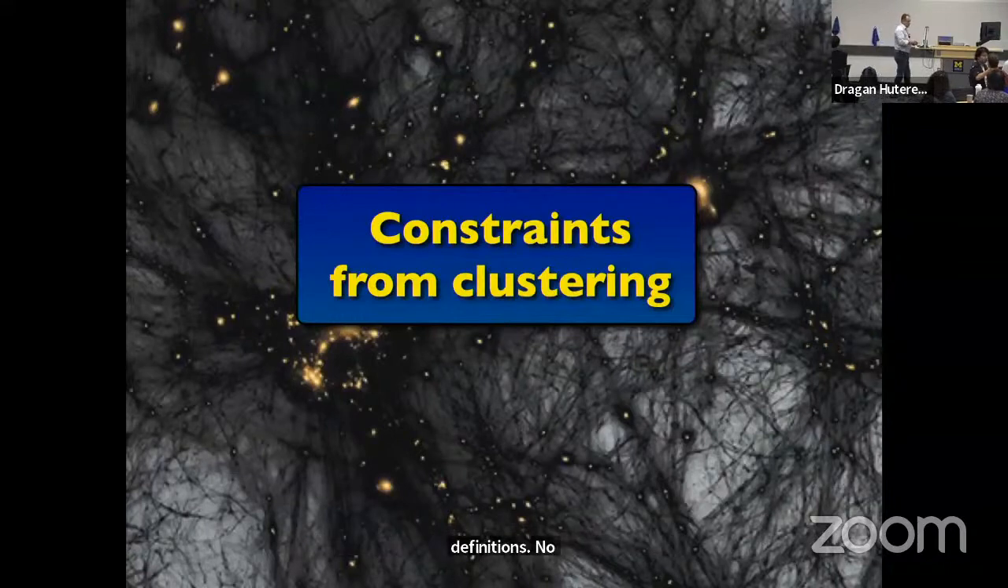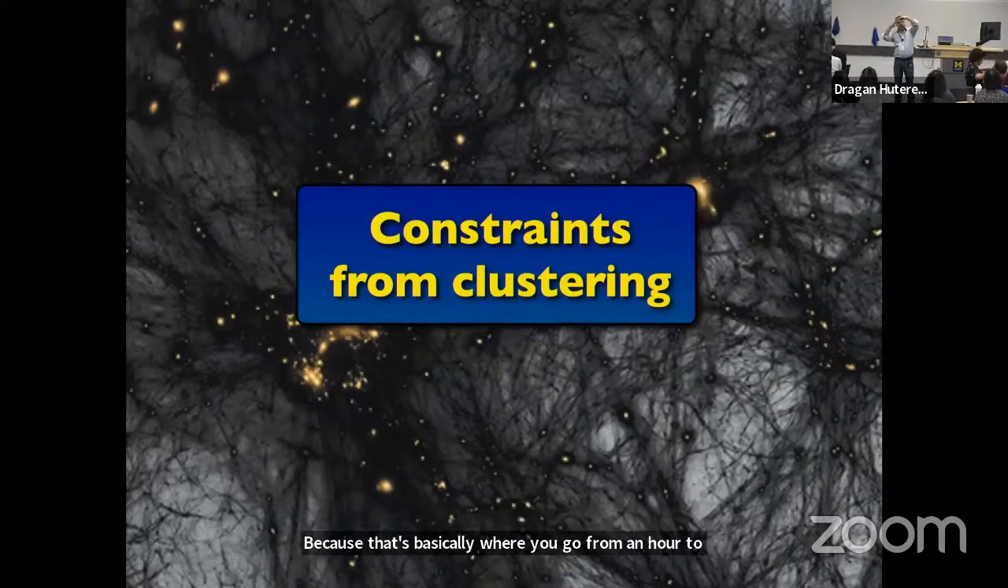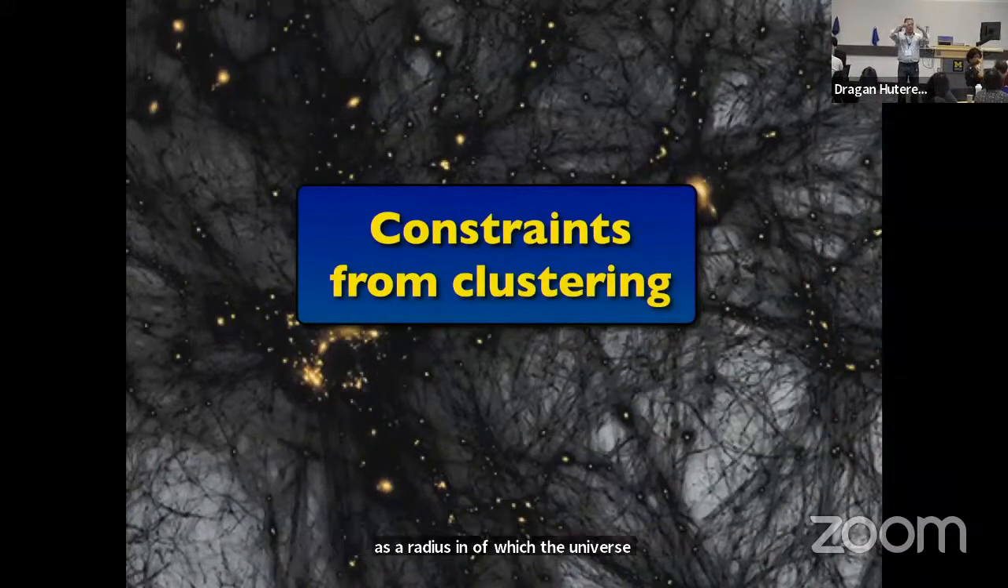The standard definition for halo concentration is the ratio of the virial radius of a halo, which is a slightly ill-defined quantity. That's probably where that question is going at, divided by the scale radius, which is a fairly well-defined quantity because that's basically where you go from an r to the -3 to an r to the -1. Okay. Now, what is the virial radius? Well, it's defined as a radius inside of which the halo has a density that is some number times the background density of the universe. What is that number? Well, according to the spherical collapse model, you can calculate where you expect it to be, and then for lambda CDM cosmology, it's about 340.